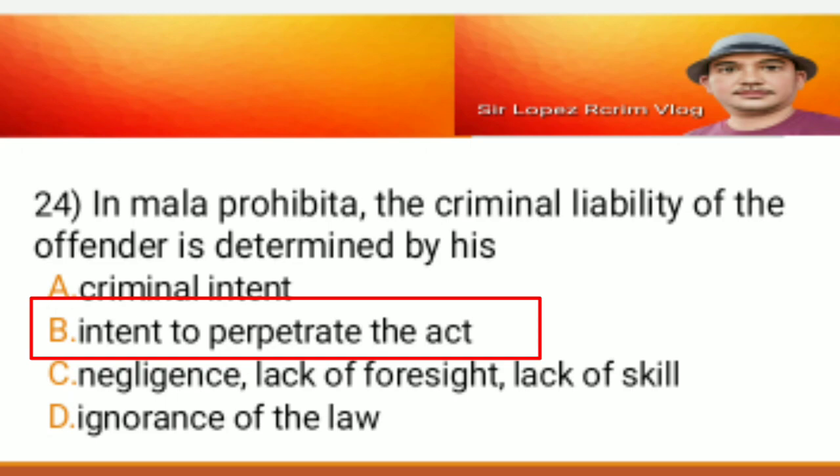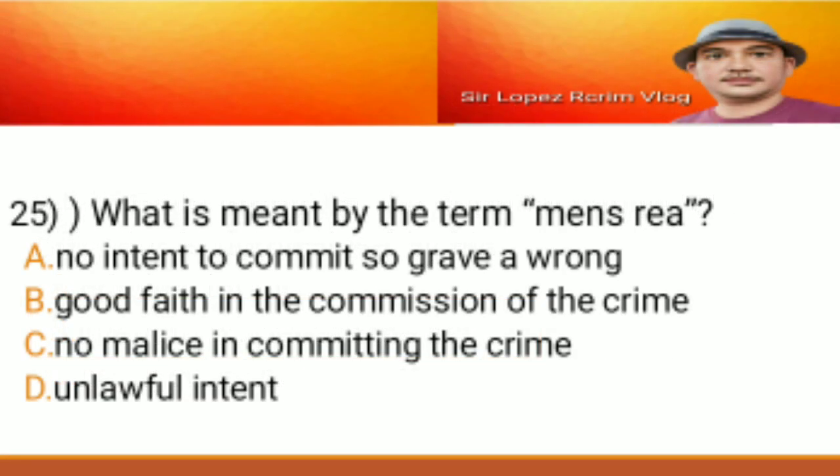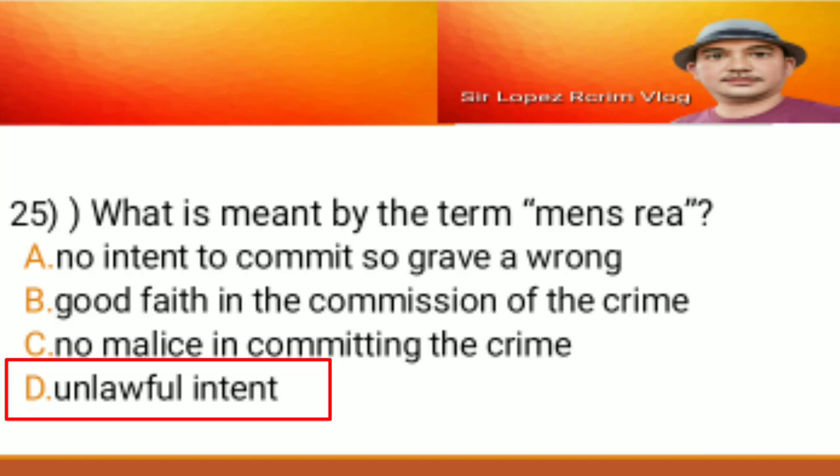Next, number 25. What is meant by the term mens rea? Letter A, no intent to commit so grave a wrong. Letter B, good faith in the commission of the crime. Letter C, no malice in committing the crime. Or letter D, unlawful intent. The correct answer here is letter D.